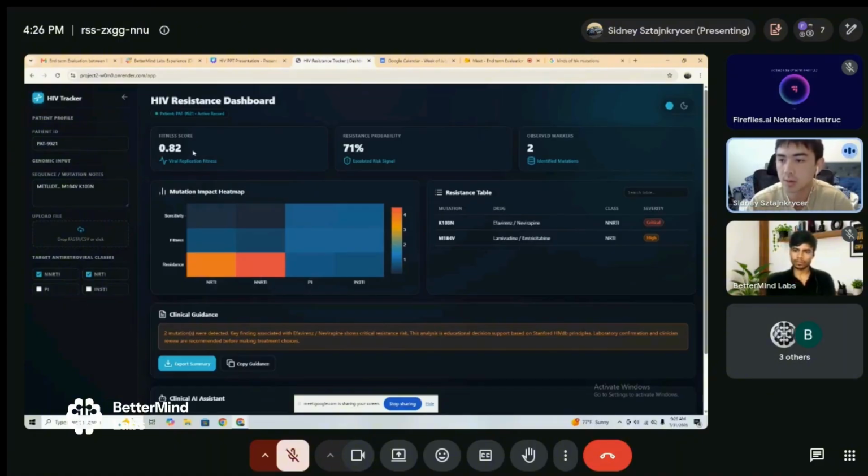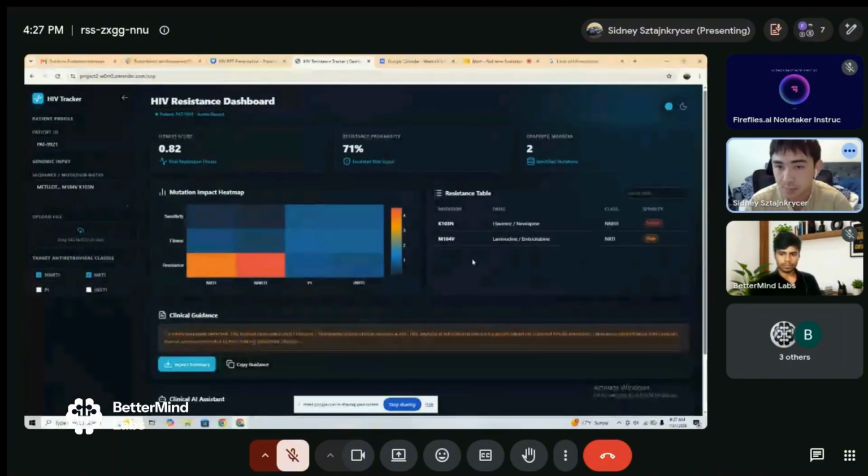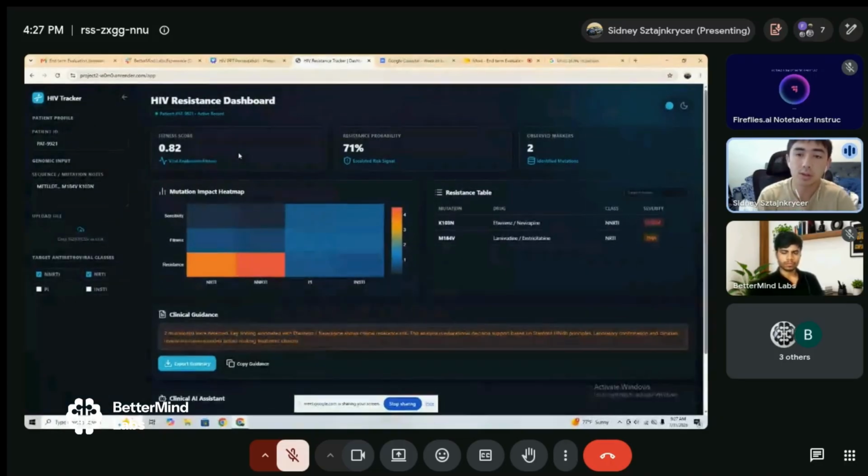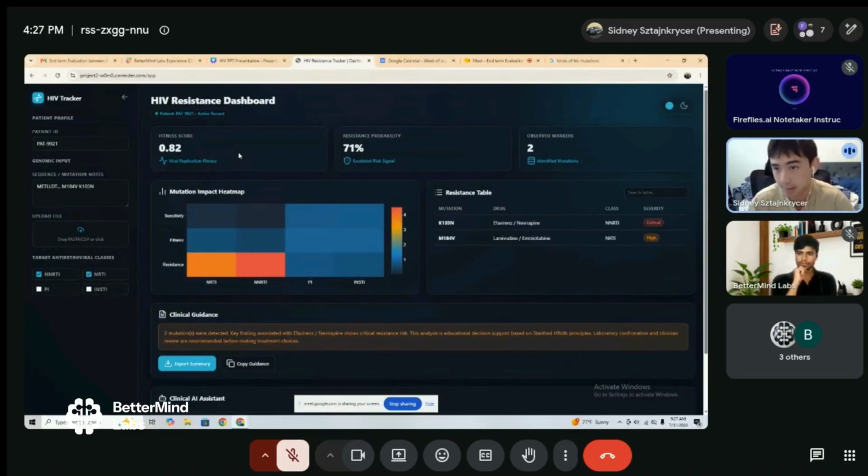Okay, so now we have the dashboard. Right here, the fitness score is the mutation's ability to replicate and mutate. It starts at 1 and it decreases by 0.4 for every mutation. And if it's critical or high, it'll decrease more. So a lesser number is good. This means that the mutation will be less likely to replicate, but there's still a very strong chance that it can.